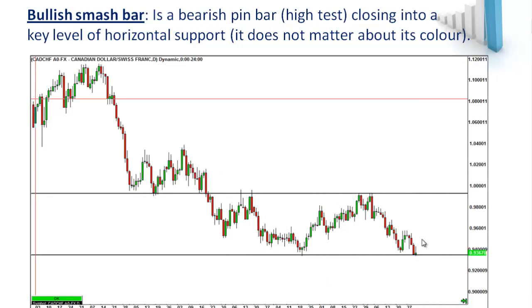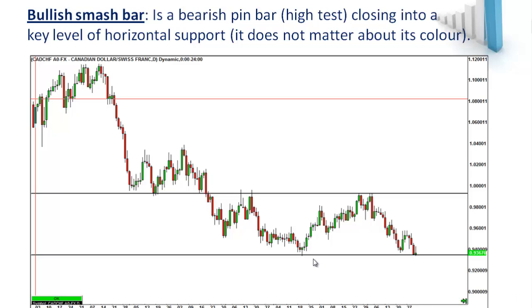However, let's look at a long opportunity here, and this is CAD Swiss, another cross-currency pair. Those of you who've been with us for any time will know that we absolutely love cross-currency pairs. It doesn't matter what countries they represent at all, or what the pairing is. It's all about the chart here.